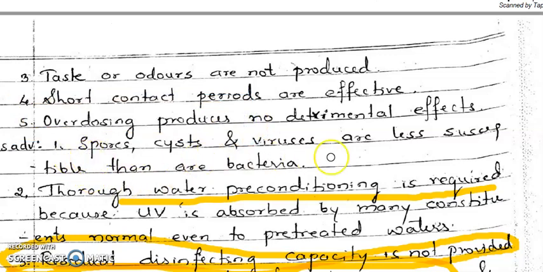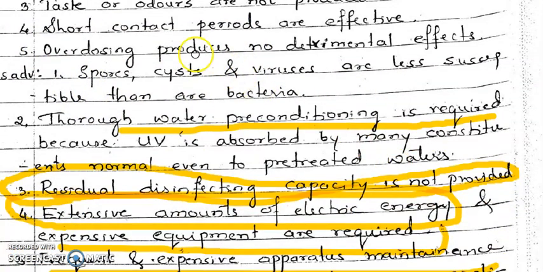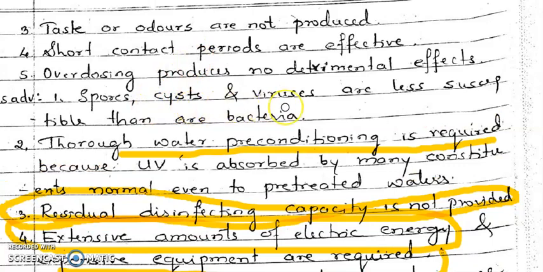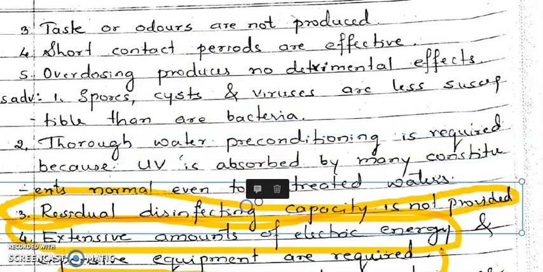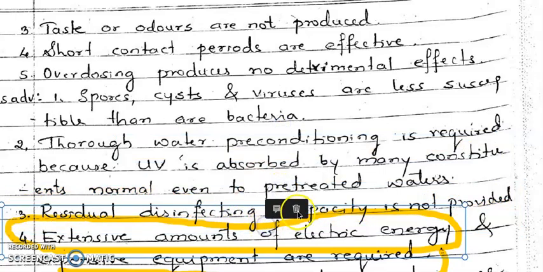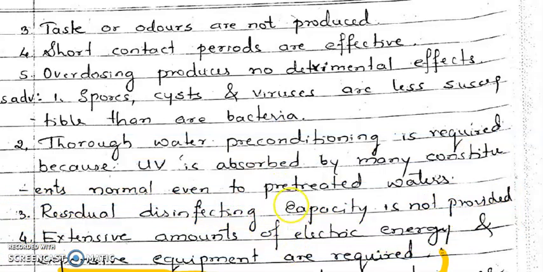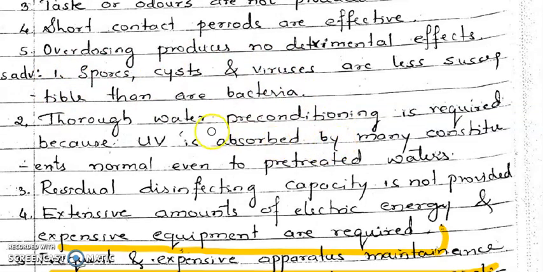Disadvantages are that some types of spores, cysts and viruses may not get killed with UV radiation, but fortunately, as I have mentioned earlier, most of the disease causing or pathogenic organisms can get killed by UV radiation and by application of heat. Right? So usually this disadvantage is of no value.